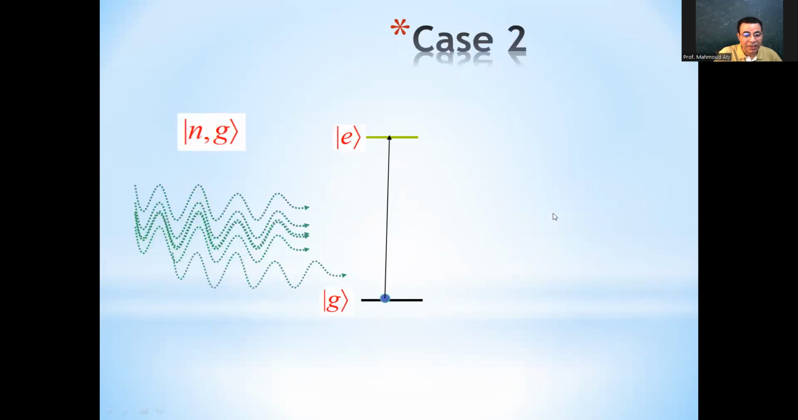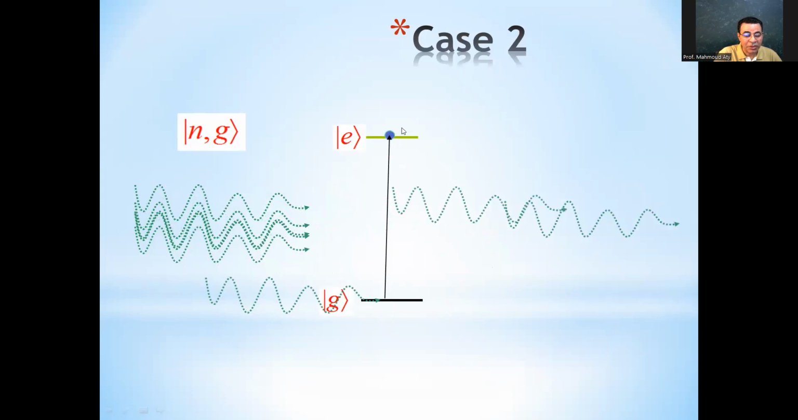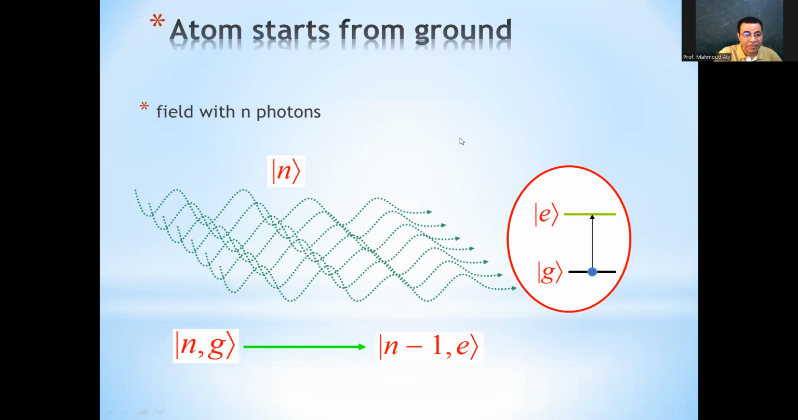This is case 1. Case 2, if the atom is in a ground state and the field comes, then the electron will go up, and we should observe one photon absorbed, so it will be N minus 1 and E. This is case 2. Then the interaction between an atom and the field is like this one.